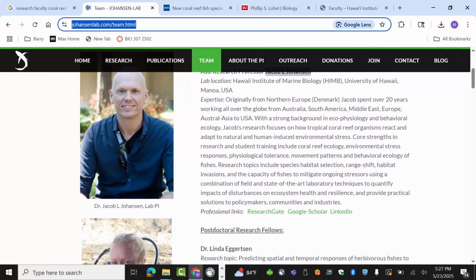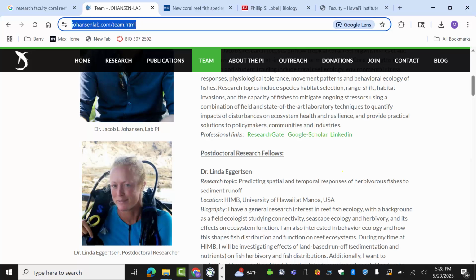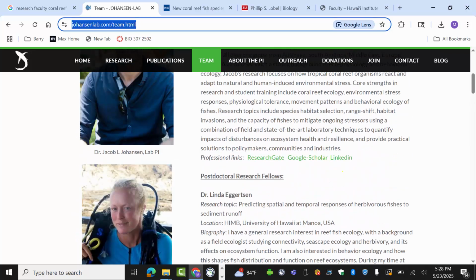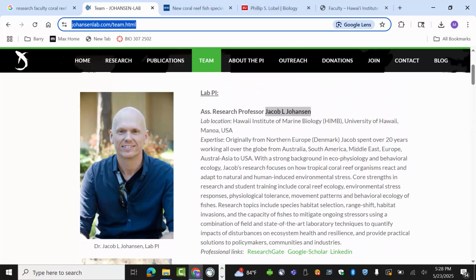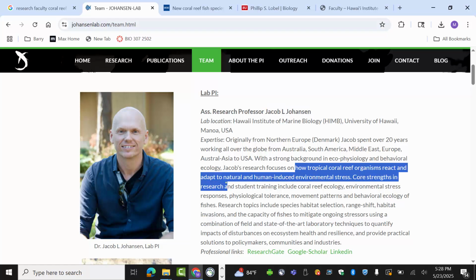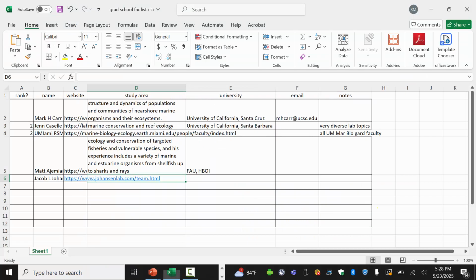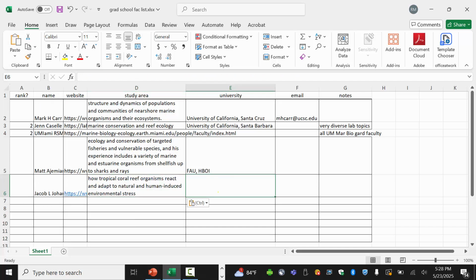He's from Denmark. It's a nice country. These are just other members of his lab. He's got graduate students. That could be important later. Strong background in ecophysiology and behavioral ecology. Research focuses on how tropical reef organisms react and adapt to natural and human induced environmental stress. Okay, that's the study area. Paste that there. University is the Hawaii Institute of Marine Biology. That's all we need for now.